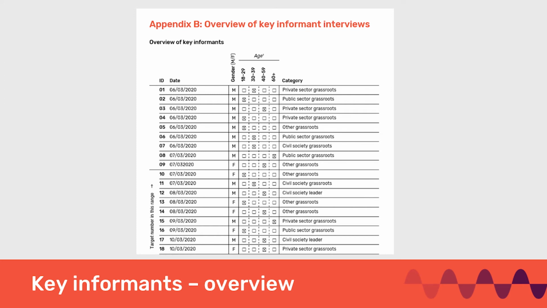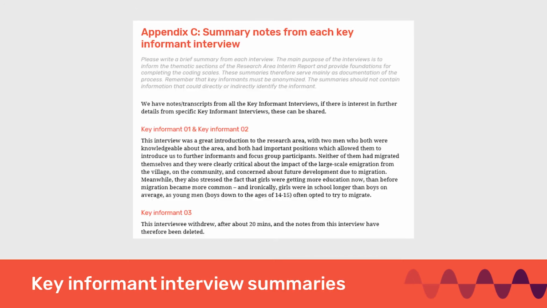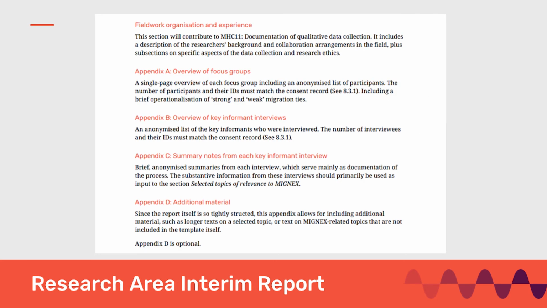We also ask for a summary and notes from each of the key informant interviews, so perhaps think of an abstract length summary. This is certainly very good to think of while you're in the field, could very well be halfway completed while you're there, saving a lot of time after. And there's also an open appendix D for additional material, so these could be selected photographs or other things that you would like to submit with the research area interim report.